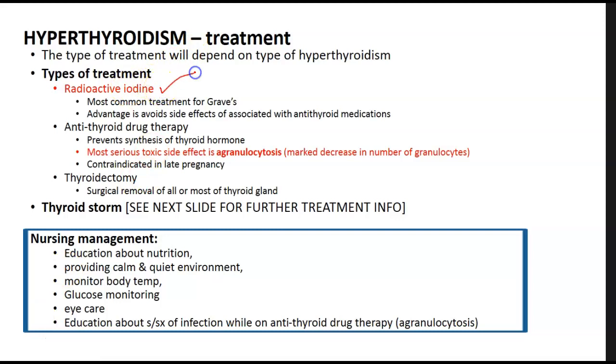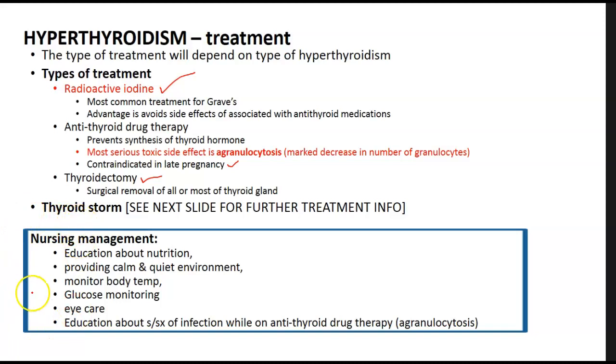Treatment: radioactive iodine, because iodine is one of the components needed to create thyroid hormone. So when you put radioactive iodine into a patient, it will actually go and destroy the thyroid. It's the most common treatment for Graves. Other medications can be used, such as antithyroid drug therapy, which will prevent the synthesis of the hormone. The biggest side effect of that is agranulocytosis, which decreases the number of granulocytes. It is contraindicated in late pregnancy. Patients can also have their thyroid removed.